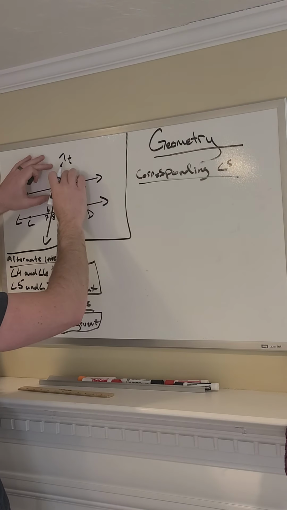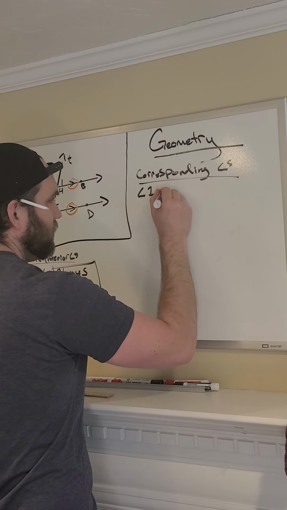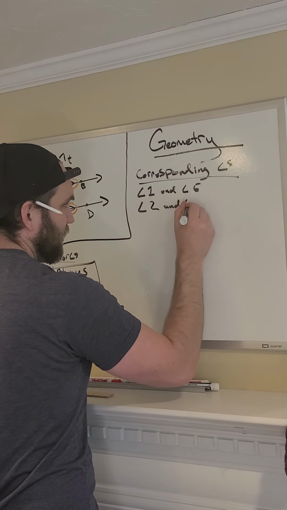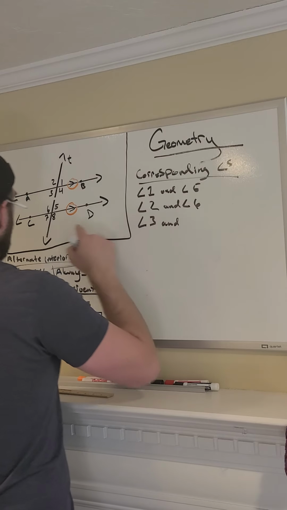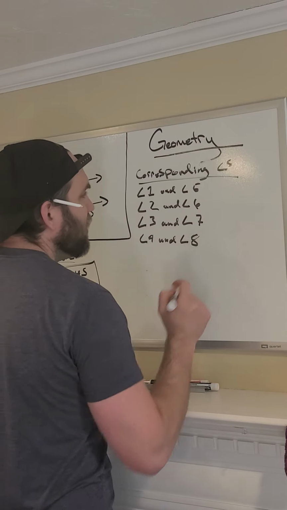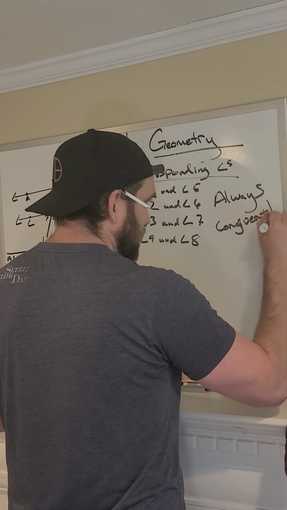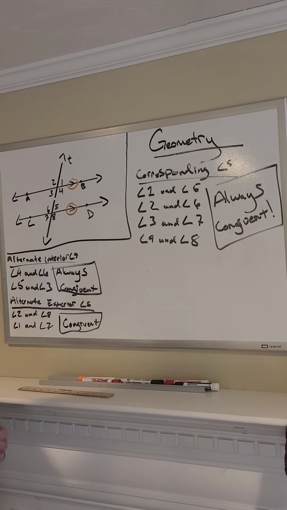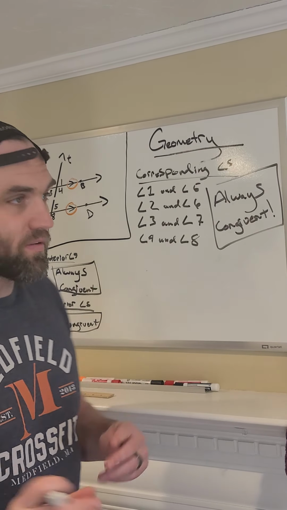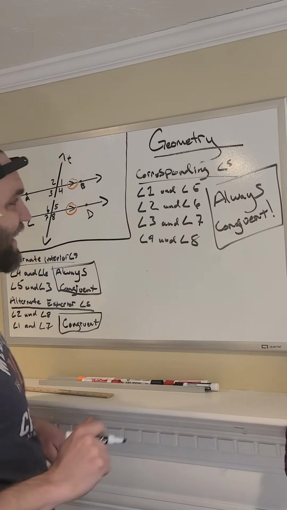So let's take a look at that. If I take this and place it right over, angle 1 will correspond with angle 5. So angle 1 and angle 5, and then angle 2 and angle 6, and then angle 3 and angle 7, and then angle 4 and angle 8. And so I'm just going to put over here, always congruent. We know that corresponding angles on parallel lines cut by a transversal are always congruent. So angle 1 is congruent to angle 5, angle 2 is congruent to angle 6, angle 3 is congruent to angle 7, angle 4 is congruent to angle 8.